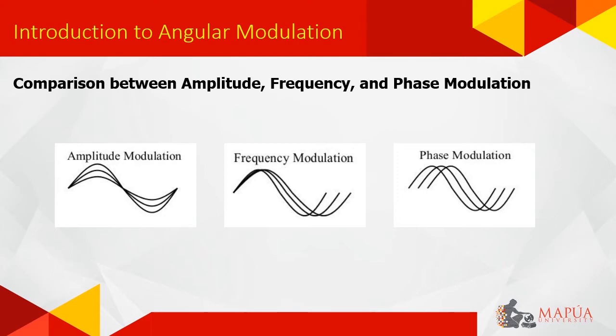In terms of carrier parameter, the frequency of the carrier wave is kept constant for amplitude modulation, while the amplitude of the carrier is kept constant for frequency modulation. For the phase modulation, the amplitude is kept constant.